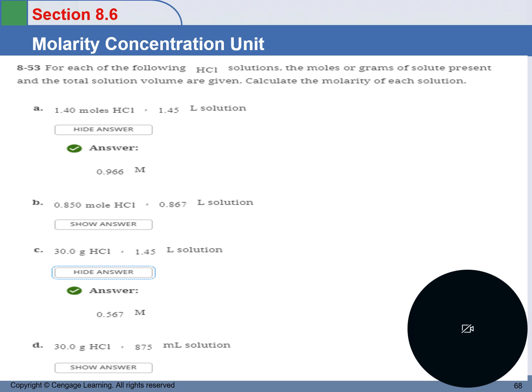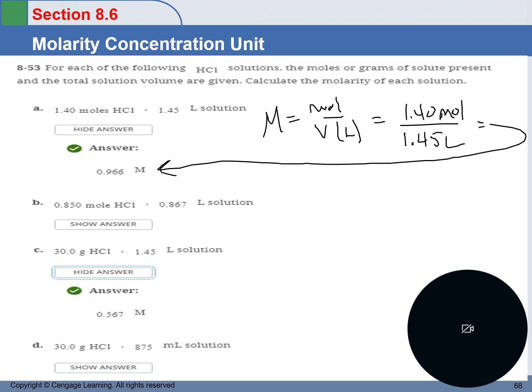Here's a little bit more practice dealing with molarity. Remember, our equation looks like this. So in this case, they give us 1.4 moles, and our volume is in liters, so we're good there. Just have to divide that, and you get your answer right there. B is done the exact same way, and it looks like the answer is 0.98.